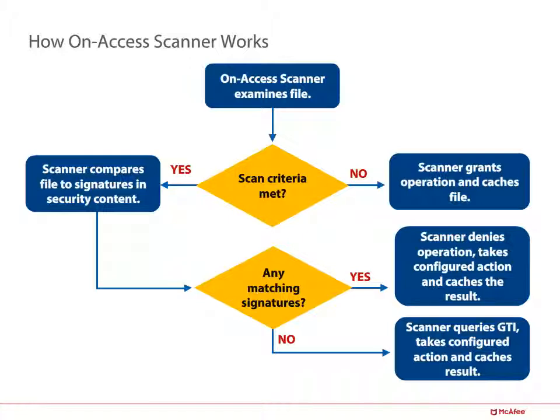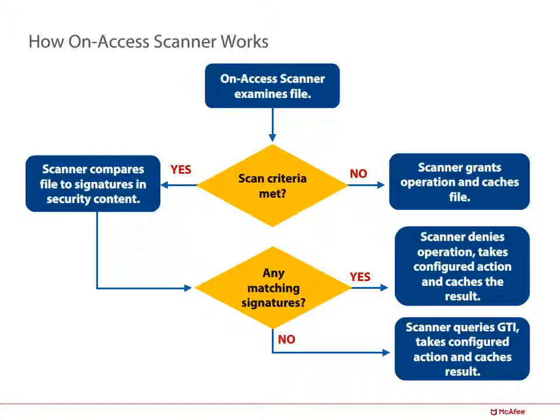So let's say you went to access the file. You were going to read the file. So the on-access scanner examines the file. It looks to see if the scan criteria is met. If it's yes, then it's going to compare the file to any of the signatures in the security content. If there's any matching signature, then it denies whatever the action is. If you said try to clean it, it tries to clean it. If it cannot clean it, then you have selected delete and it will do that action. And then it will cache the result.